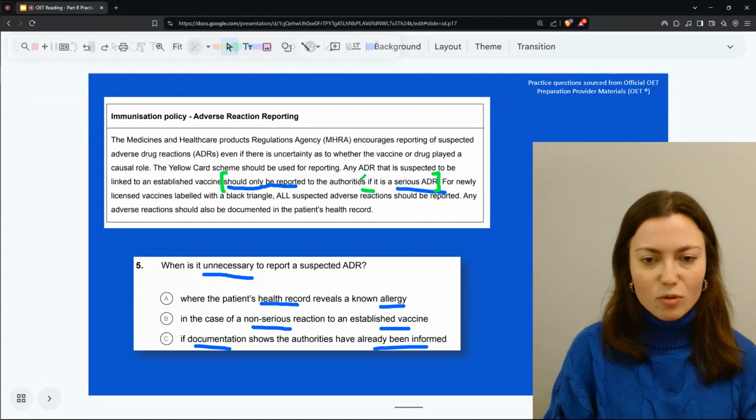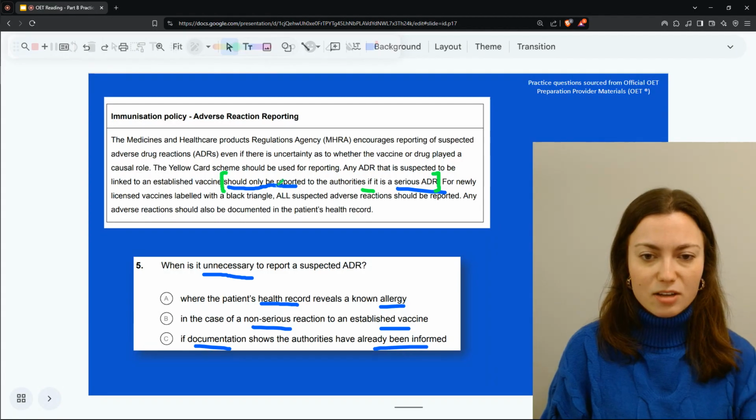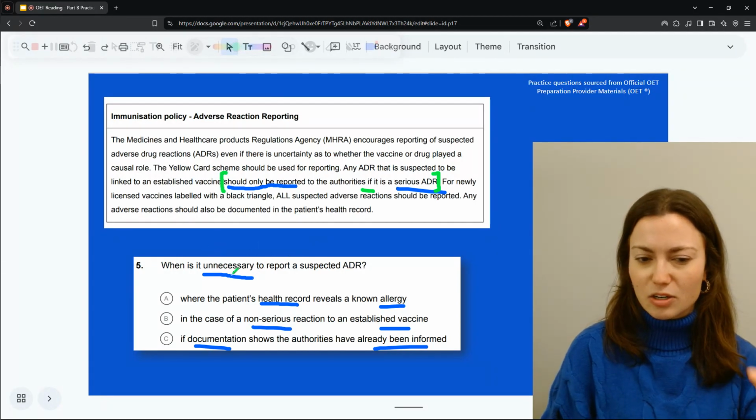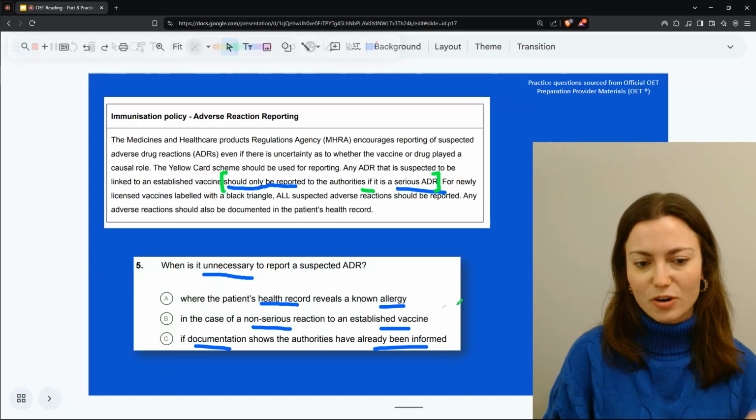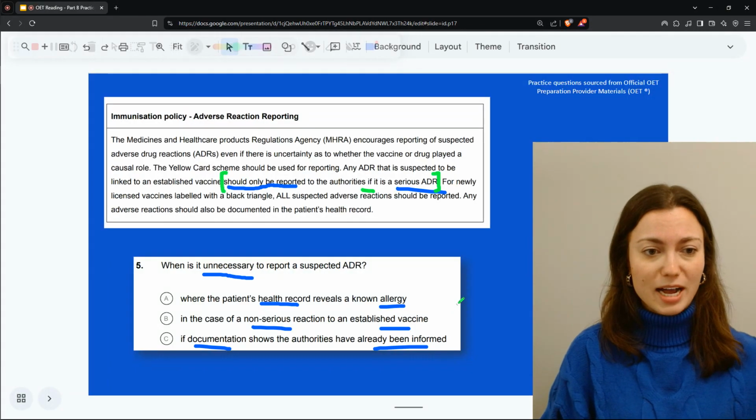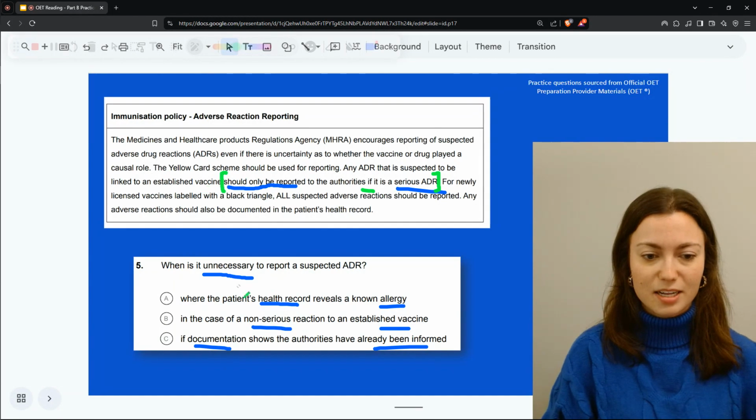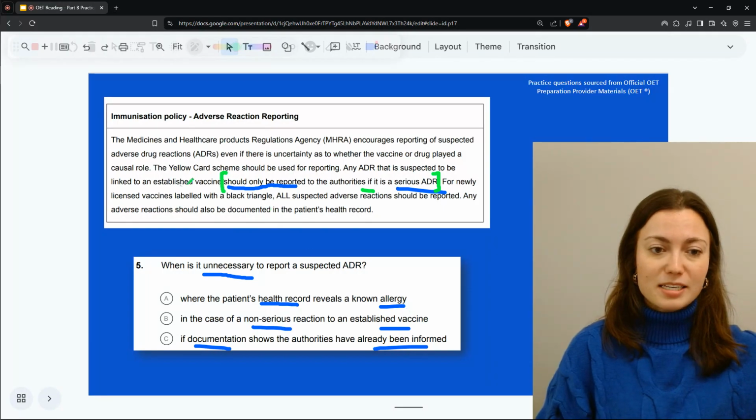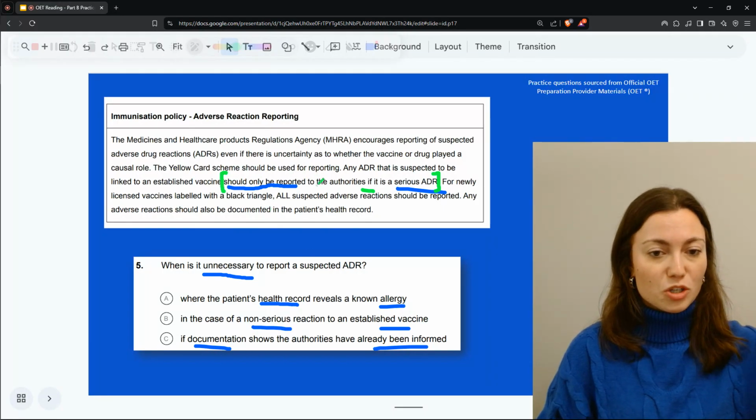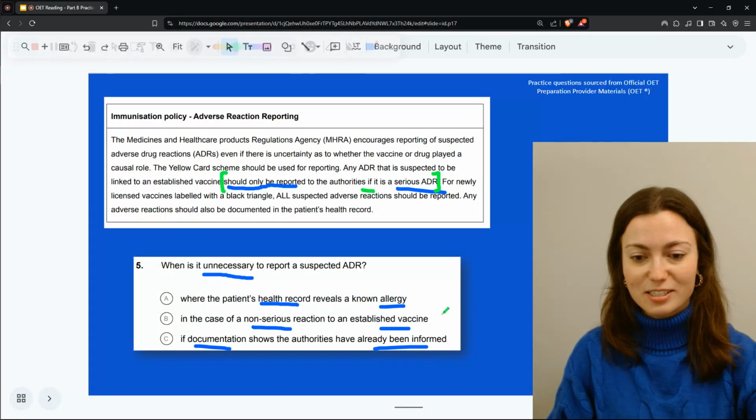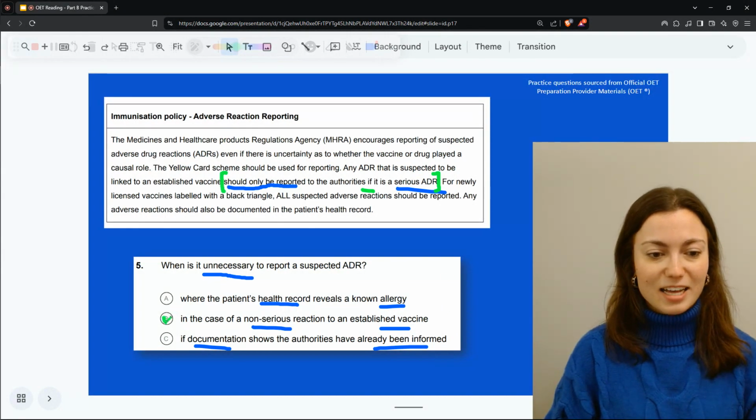So right away, this sort of language structure with those conditionals gets me focused on whether this is a criteria that's going to match our answer here. If we look at option B, in the case of a non-serious reaction to an established vaccine, that is exactly what we're looking at here. So in this case, established vaccine, you should only report it if it's serious, therefore don't report it if it's not serious. And that's exactly what we're looking for.